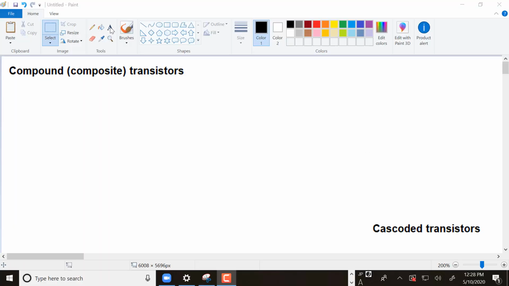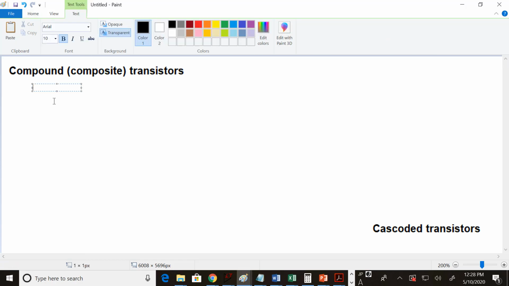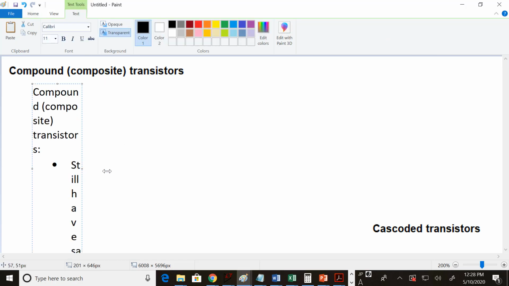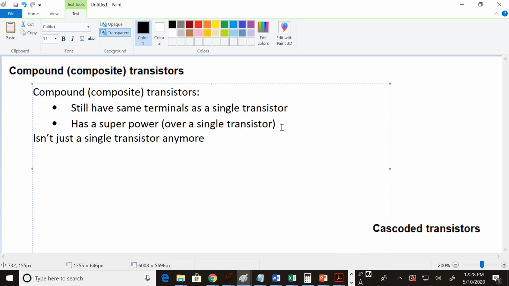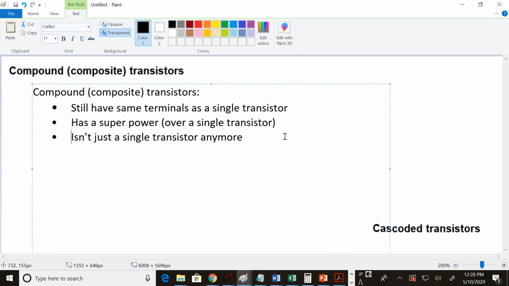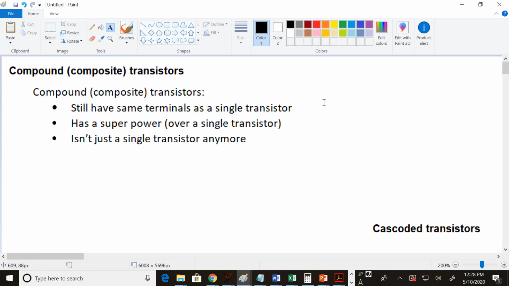This video is on compound transistors, or sometimes also called composite transistors. A compound or composite transistor has a few characteristics. It still has the same number of terminals as a single transistor.